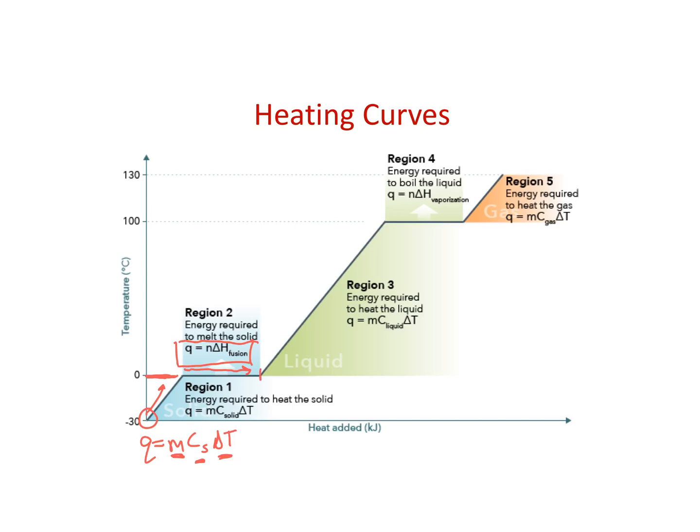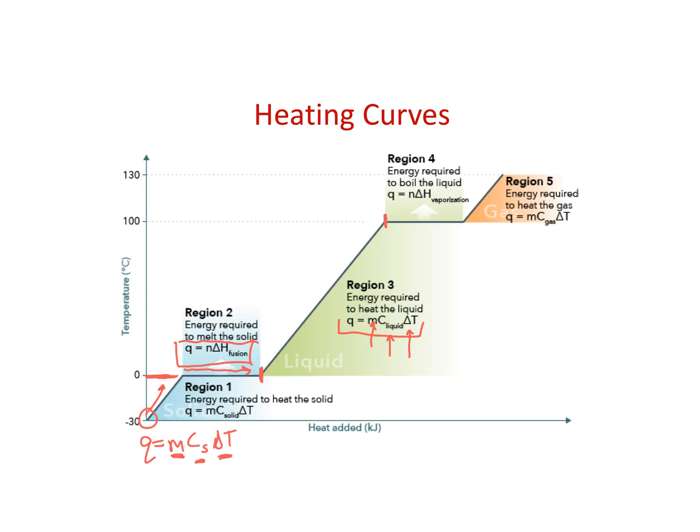Now that I've melted that sample and I have liquid water at 0 degrees, I'm back into Q equals mc delta T, where Q would tell me the energy required based on the mass of water I have, the specific heat of water, and the temperature change that I'm taking that sample through. So in this case, 0 degrees C to 100 degrees C.